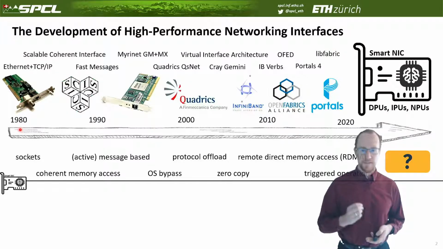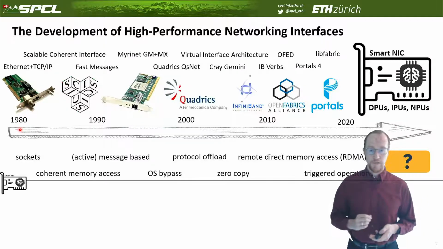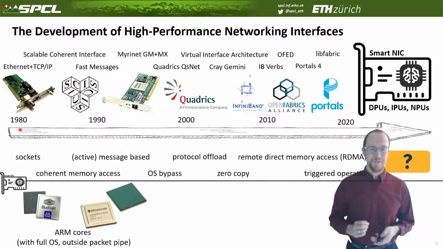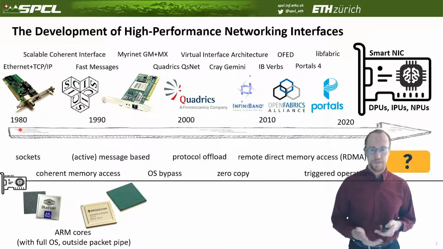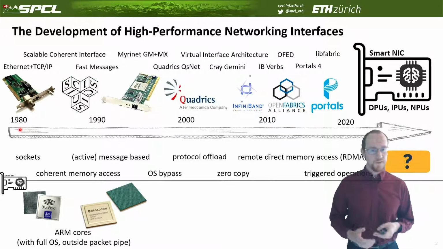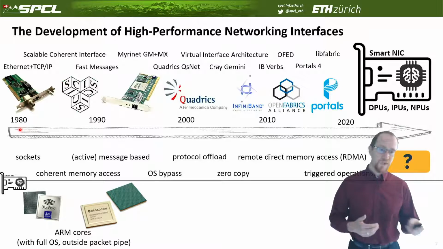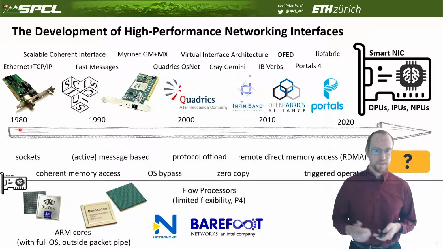And we'll see. But let me first summarize what the state of the art is today, what people are actually doing with these DPUs, IPUs, and NPUs, or how they are built. One family of these smart NIC devices actually employs full-blown ARM cores. So full operating system. They're sitting outside the packet pipeline. They have a pretty slow access to the packet pipeline, but they're extremely powerful to process packets.